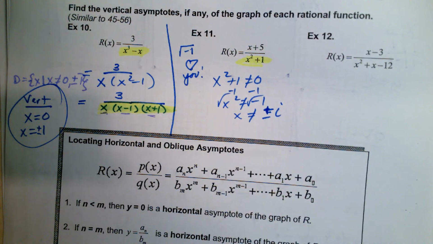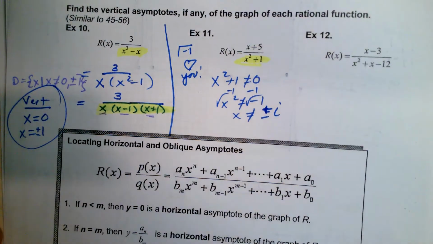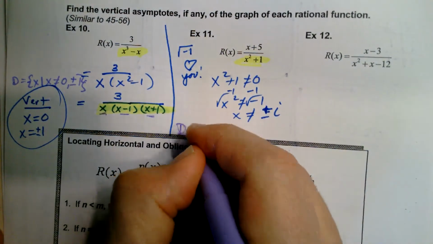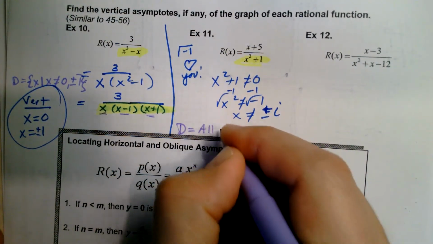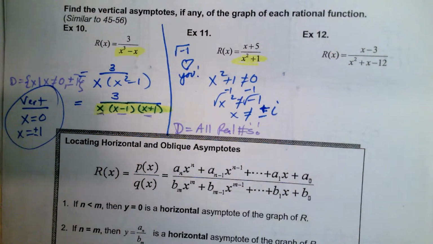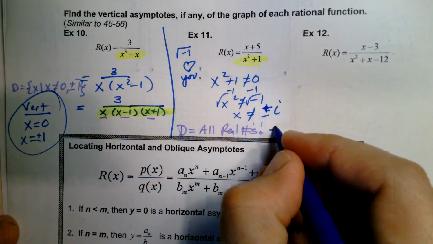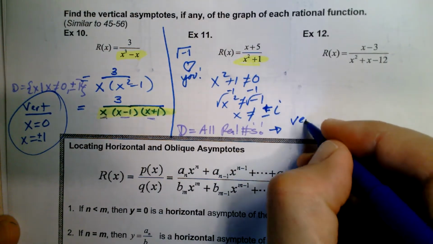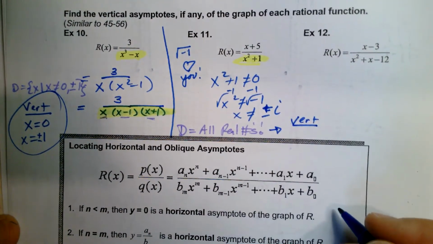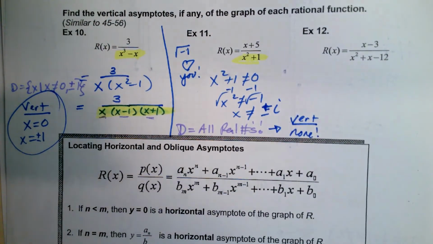It's i when you do a square root of a negative. All right, so what does that mean in the real world? Your domain is all real numbers. There is no restriction in your domain. There's no numbers that you can't plug in. And anytime you have a domain of all real numbers, your VAs, your vertical asymptotes, your verts for short, there is none. So if there's no restriction in your domain, there can't be any vertical asymptotes.